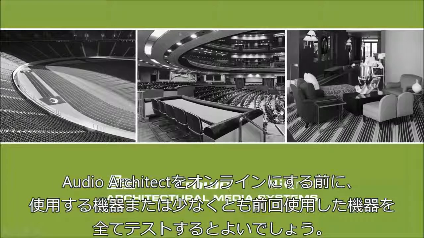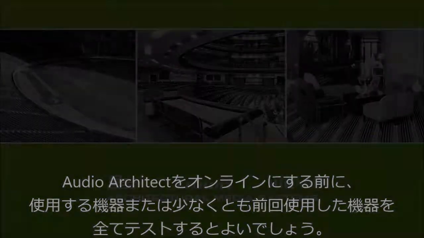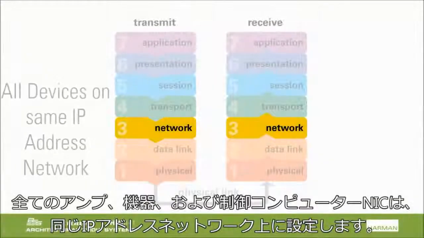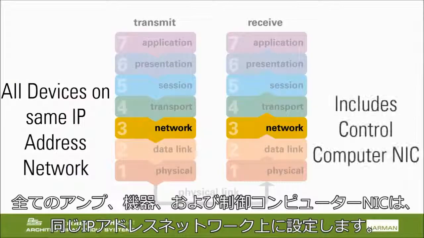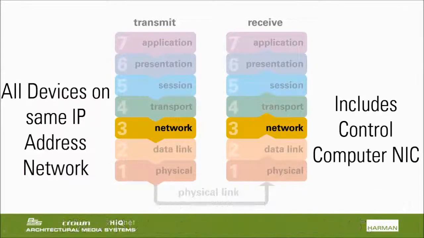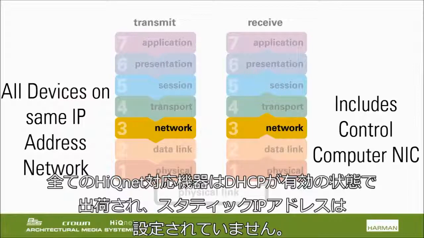Before you go online with Audio Architect, it is good practice that everything is tested and a known working piece of gear, or at least last time used. All AMPS devices and the control computer network interface card, which I will refer to as a NIC for the remainder of this tutorial, are configured on the same IP address network. Remember that all new Harman devices are shipped DHCP enabled, not with a default static IP address.